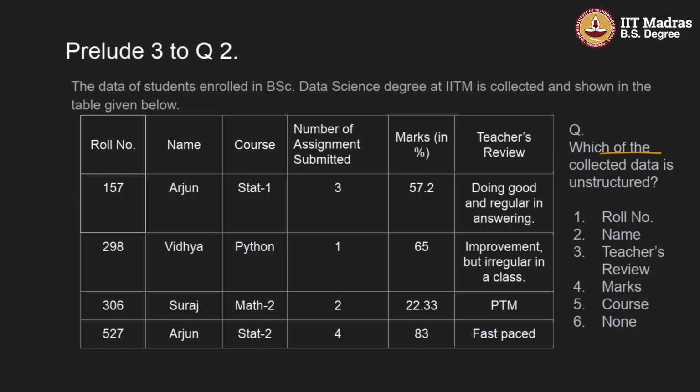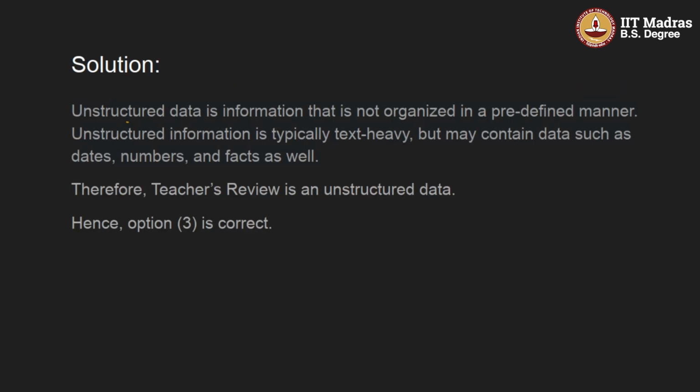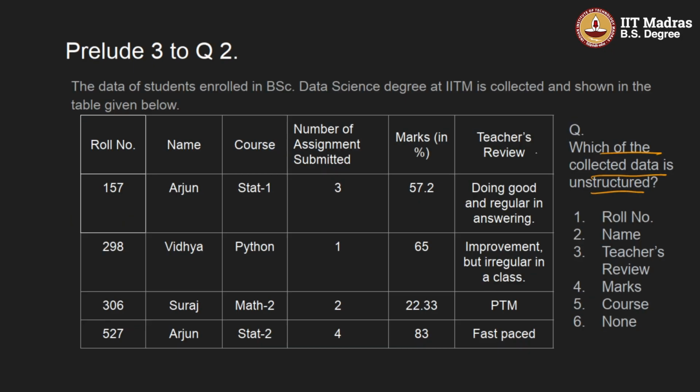Now the next question is, the data is same as before. The question is, which of the collected data is unstructured data? Options are roll number, name, teacher's review, marks, course, and none. We know that unstructured data is data that cannot be organized in a predefined manner. Unstructured data is typically text heavy, and it may contain data such as dates, numbers, and facts as well. Here, the variable teacher's review consists of textual data. Hence, it will be unstructured data. So option number 3, teacher's review, is correct.